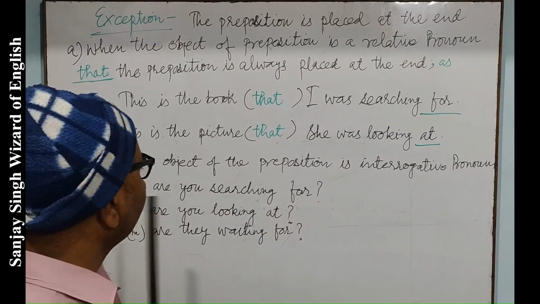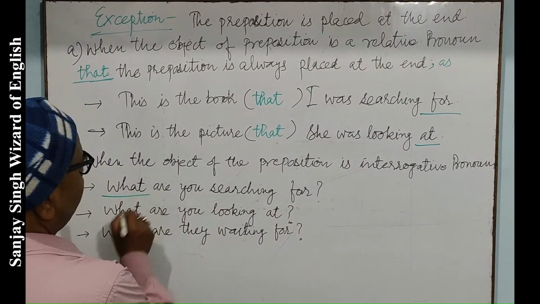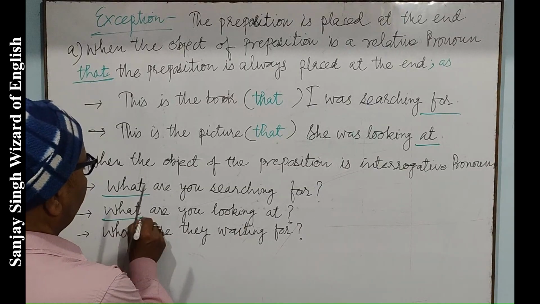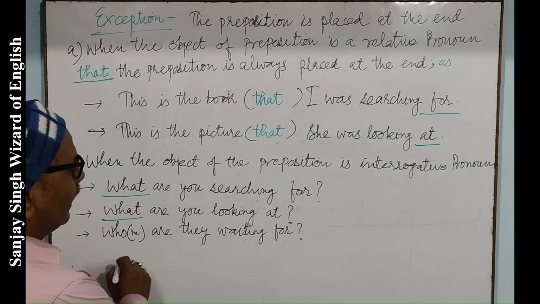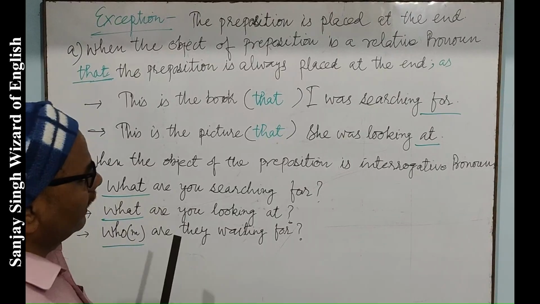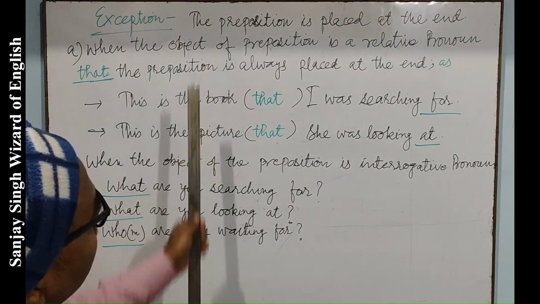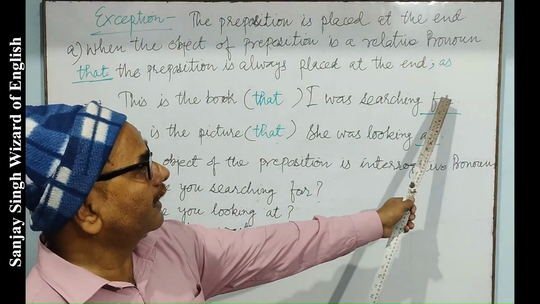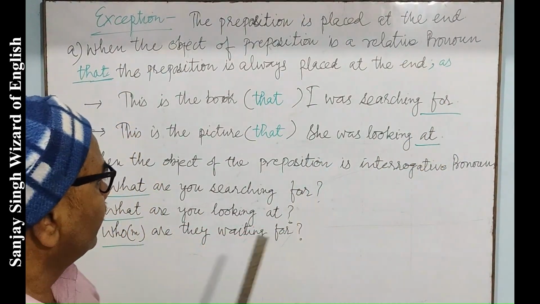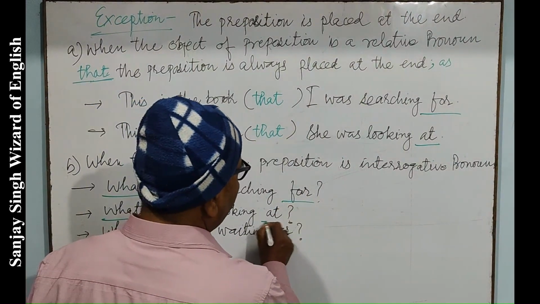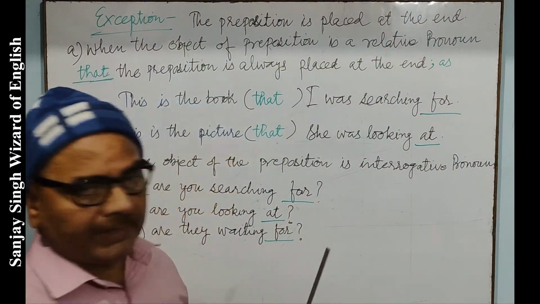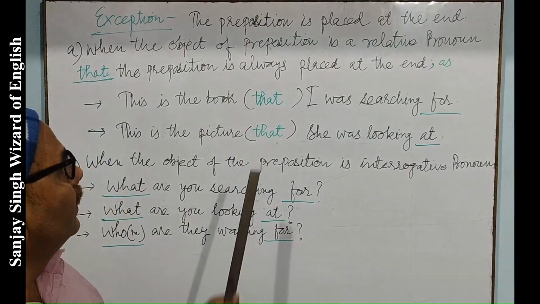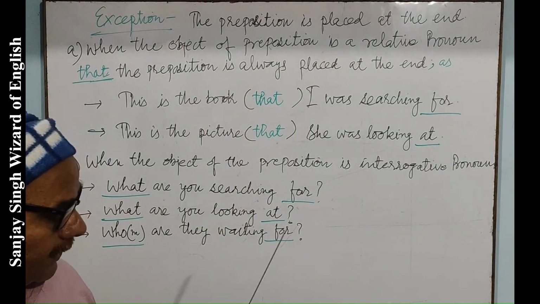What are you searching for? Here this is interrogative pronoun. What are you looking at? Interrogative pronoun. Whom are they waiting for? Interrogative pronoun. So in both these conditions you may see that the prepositions are coming at the end of the sentence. So these are the exceptions to the given rule. The way I told you before that preposition is always placed before noun or pronoun. So these are the exceptions to the rule.